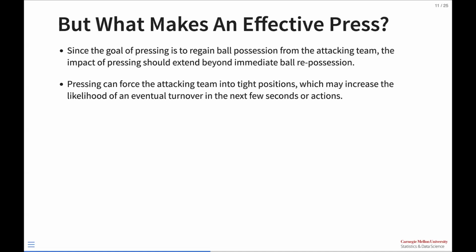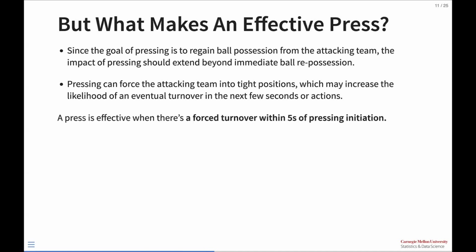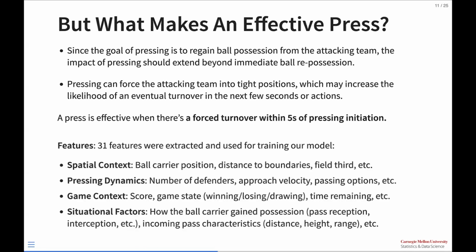So in this project, we defined an effective press as a forced turnover within 5 seconds of pressing initiation. And after doing so, we're able to extract 31 features, which includes spatial context, like where on the pitch the ball carrier is. Then we looked at a couple of things regarding pressing, like how many defenders are within 10 meters, within 15 meters, within 20 meters, and how many options are available to the person with the ball at the time of the press.